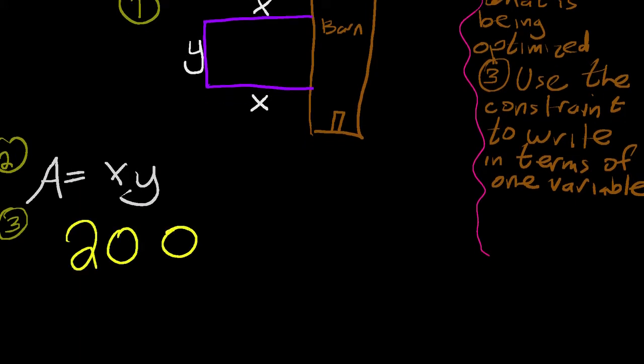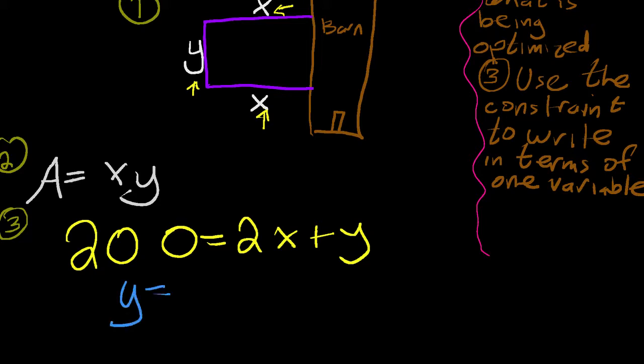Well, to get to 200 feet, I would have to add up this guy and this guy, because that's basically the amount of fence that I have. So I would basically add up 2x plus y. And so then I can use this to solve for one of the variables. So here, for example, let's say I'm going to solve for y. So y is going to equal 200 minus 2x.